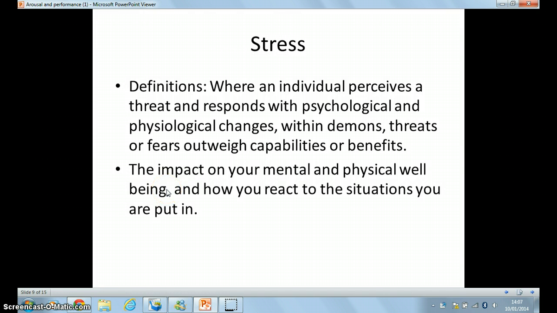Definitions for stress. Where an individual perceives a threat and responds with psychological and physiological changes, where threats or fears outweigh capabilities or benefits. The impact on your mental and physical well-being and how you react to the situations you are put in.